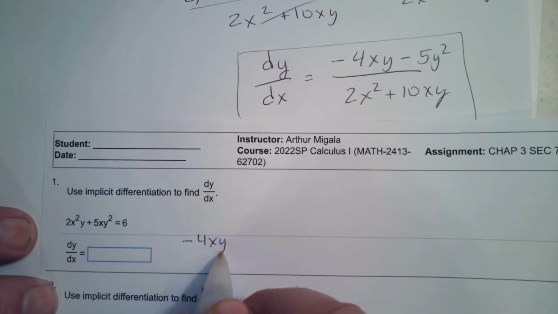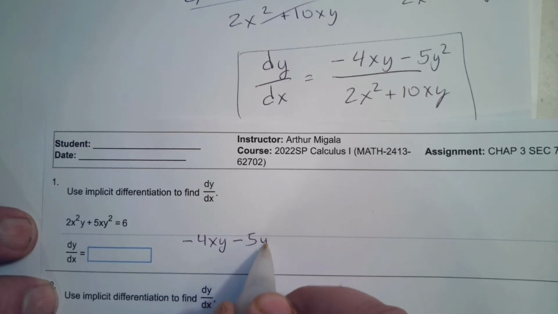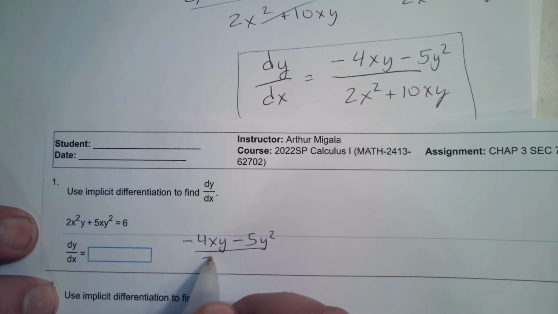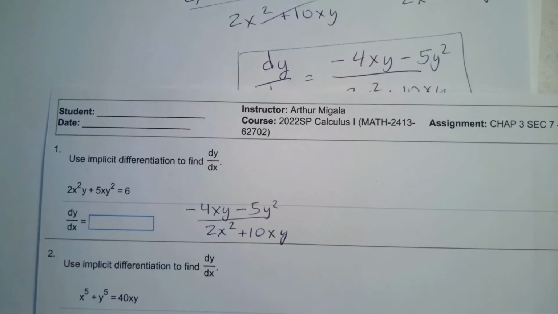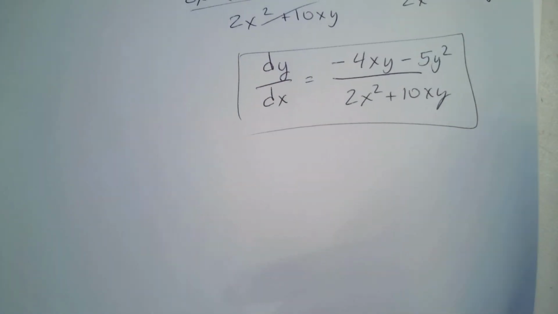Negative 4xy minus 5y squared, 2x squared plus 10xy. That's the first one. Now the second one. Three, 7, 2. Question number 2.